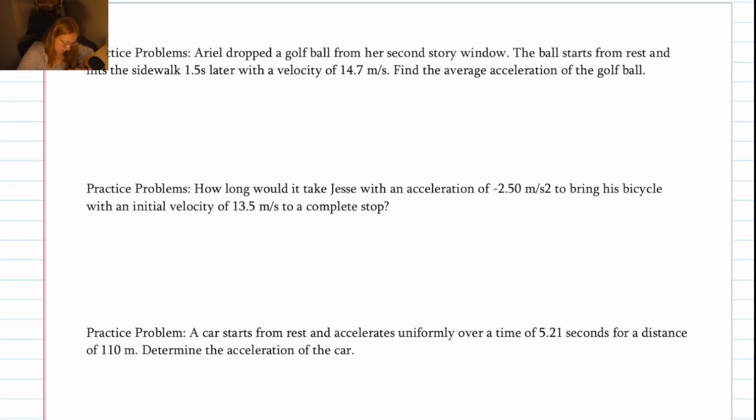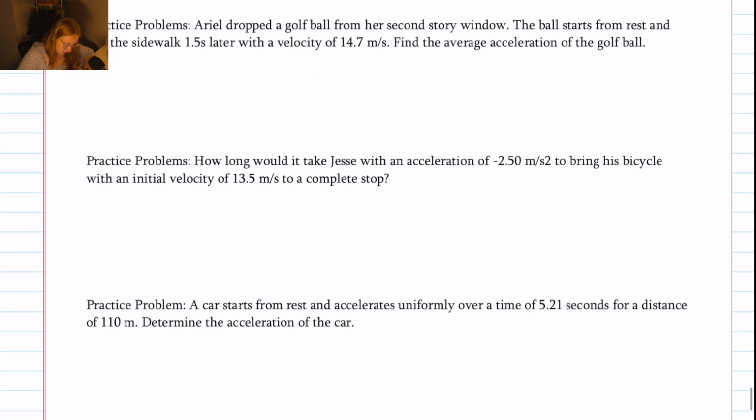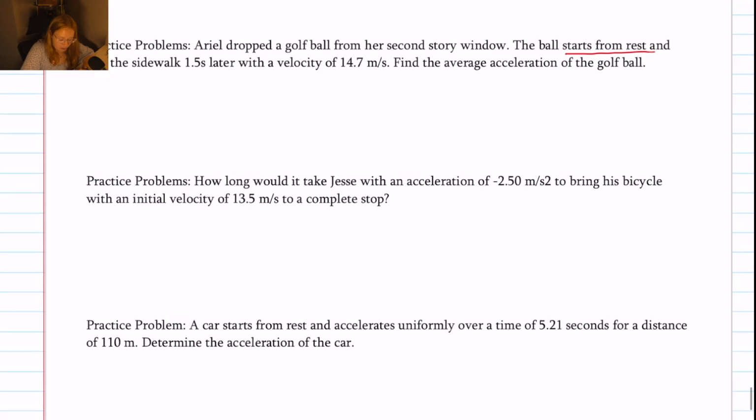All right, let's do these word problems. So Ariel dropped a golf ball from her second story window. The ball starts from rest. So that is telling you something. Anytime it says it stopped or at rest, you need to do something with that information. So if it starts, that's a starting speed, and rest is 0. So it's telling me that at the start, the speed is 0.